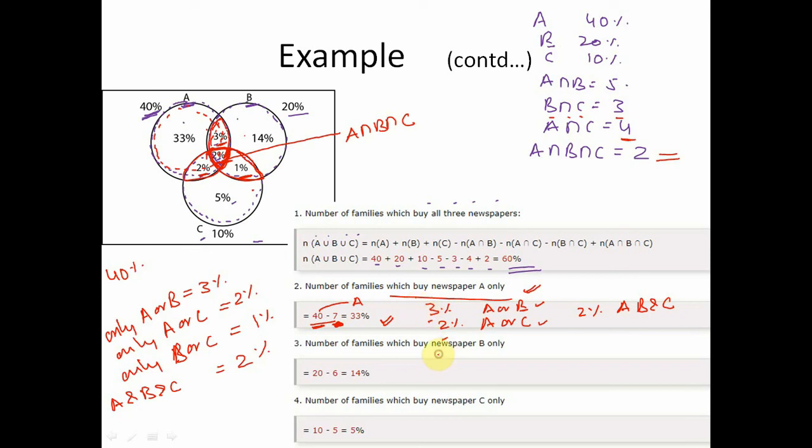Similarly, the number of families who are buying only newspaper B. So the share of the newspaper B was 20%, right? So 20, and then I take A or B as 3%, B or C as 1%, and A, B and C as 2%. So 3 plus 2 plus 1 is 6. That gives me 6 over here. 20 minus 6, 14%. These are the number of people who are buying only newspaper B. Similarly, the families which are buying only newspaper C is 5%.